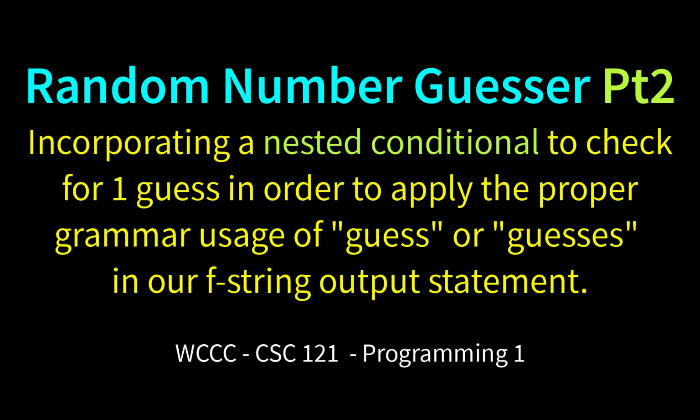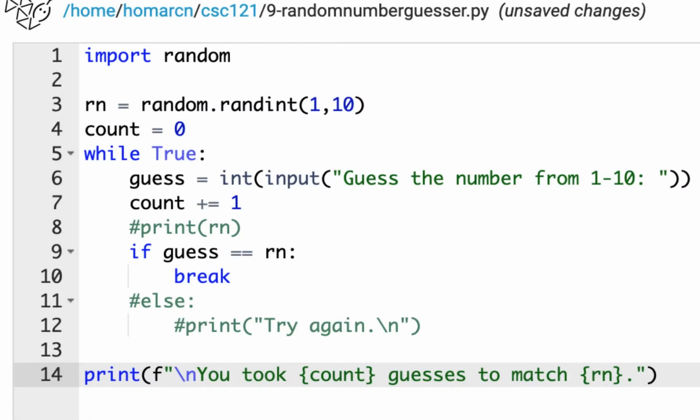Welcome back to part 2 of exercise 9, random number guesser. In this part, we're just going to finish off by putting in a nested conditional that's going to go inside our other if-else statement, just to check if we should use guess or guesses so we have the right grammar in case we have one guess.